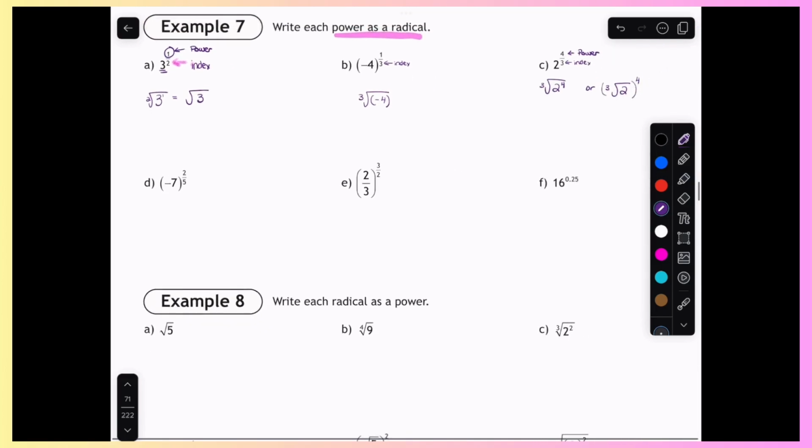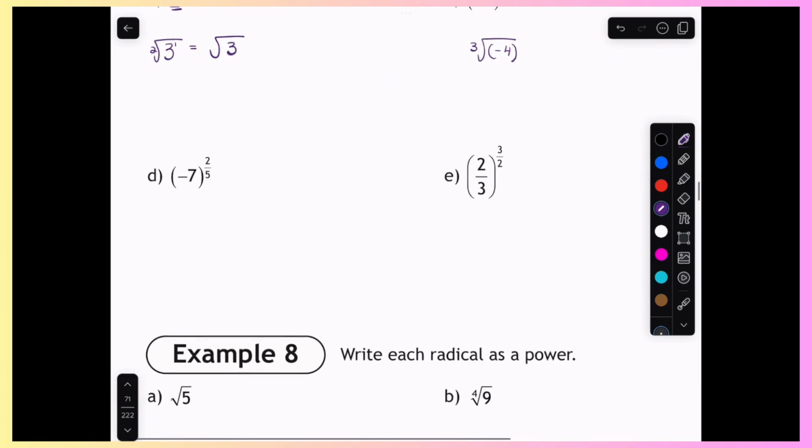Okay, so what I'm gonna do is leave you with these two. So pause the screen here and then I'll show you the answers for these.